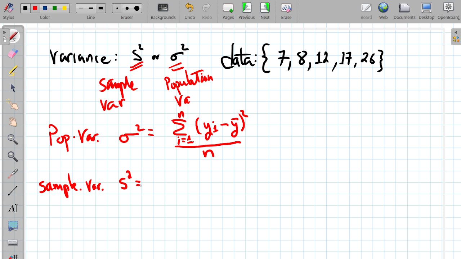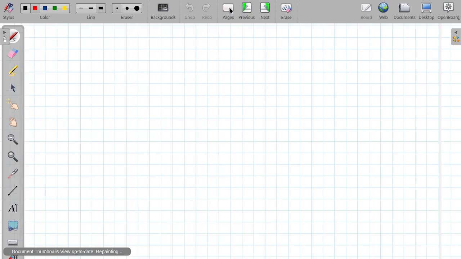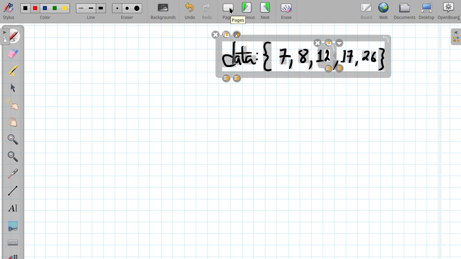Now, what is a sample variance formula? Well, it looks pretty much like the one we just wrote with one change. We still have y sub i minus y bar squared, but now we're dividing by n minus 1, the degrees of freedom, which we talked about in a previous video. All right, there's our formulas. Now let's compute them. We'll need a new slide for that, though. We'll add a new page, and we'll paste in the data so I don't have to try to remember it.